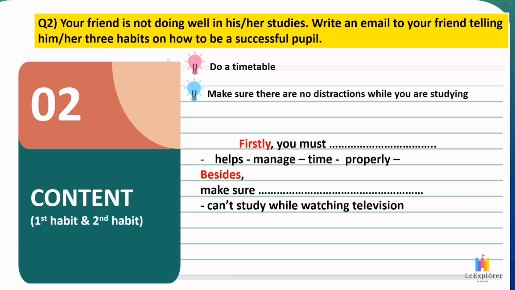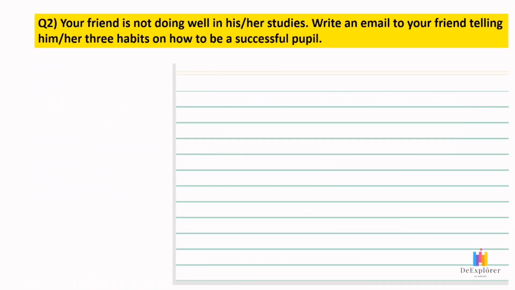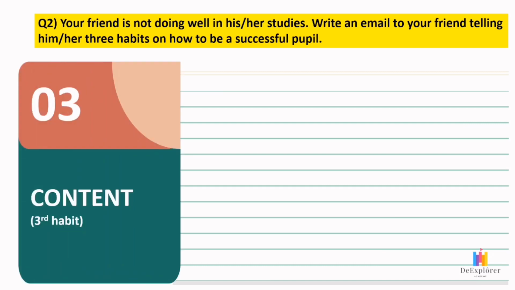Look at the points, look at my sentences, and write it down on your own in your composition comprehension book, second paragraph. Paragraph 3. Now, paragraph 3 is your last point. Study in groups, 分组学习. In this third paragraph, you're going to talk about the third point.